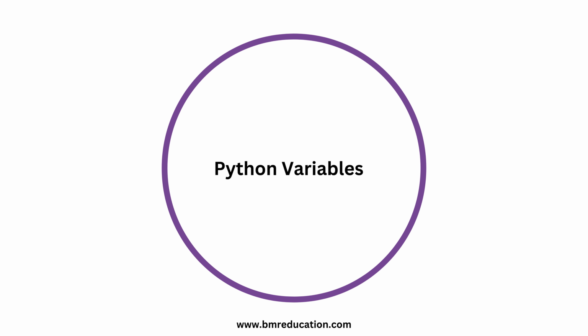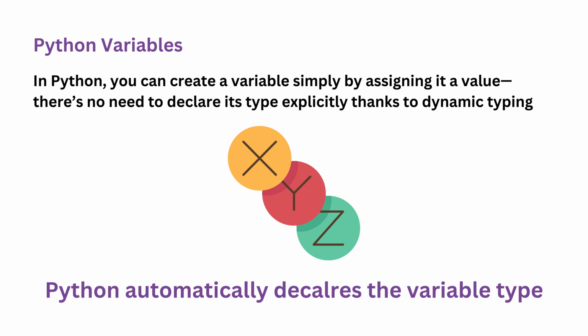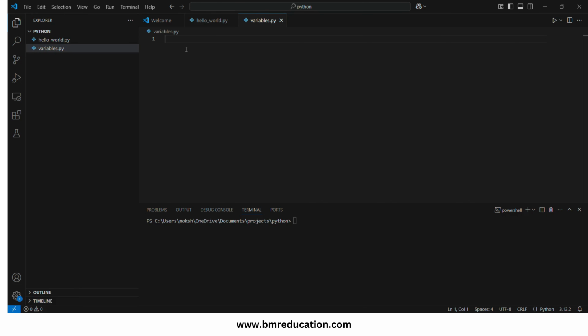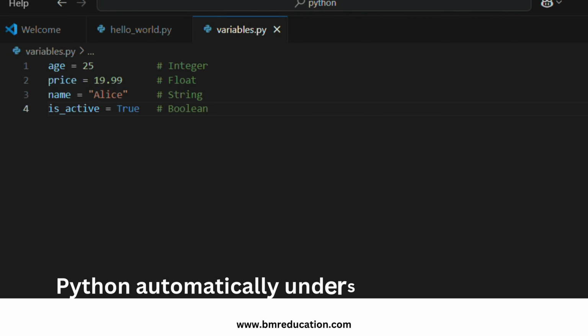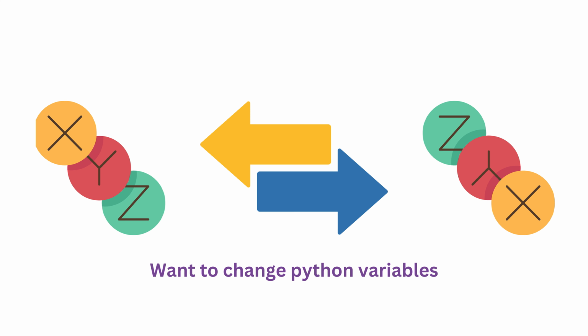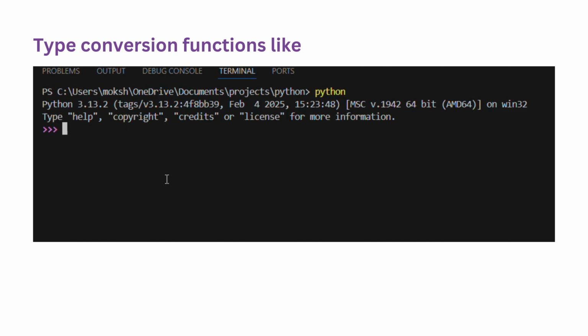Now let's talk about variables. In Python, you can create variables simply by assigning a value. There's no need to declare its type explicitly thanks to dynamic typing. For example, let's see this code. Here we've created an integer, float, string, and boolean. Python automatically understands their types. If you ever need to convert one type to another, you can use type conversion functions like int, float, or str. See the output for one of the functions.